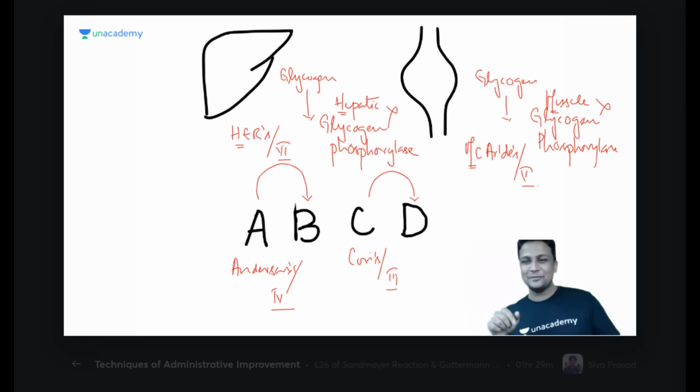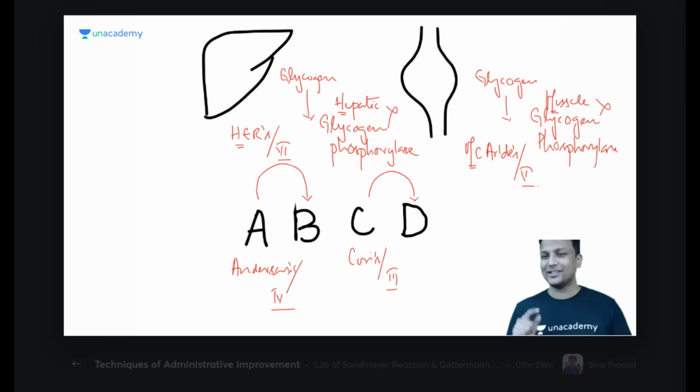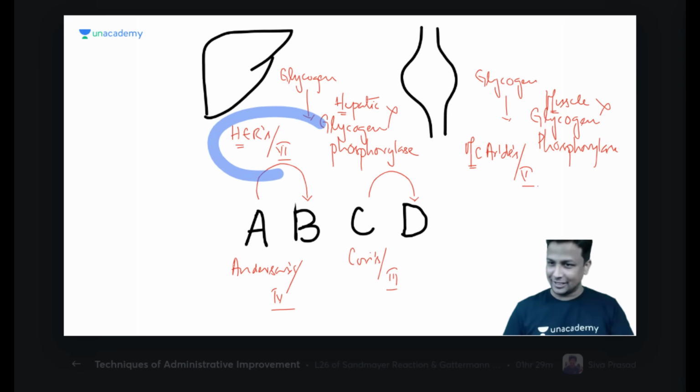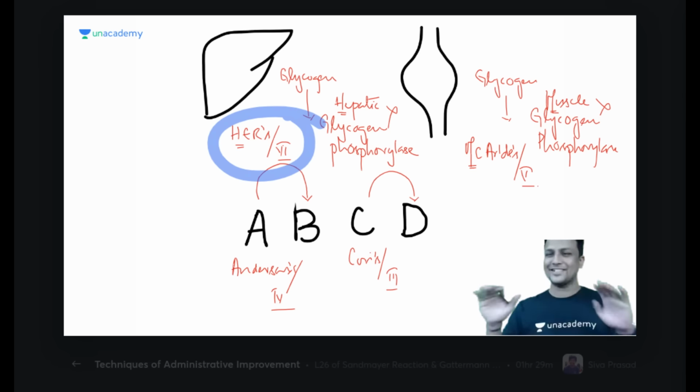So from today, how will you remember? A for Anderson, B for branching, C for Cori's, D for debranching. Understanding? Biochemistry is all like a story, like a song, sir. A for Anderson, B for branching, C for Cori's, D for debranching. If you are looking at my screen very carefully, I'm done with 3 and then 4 and then 5 and then 6.